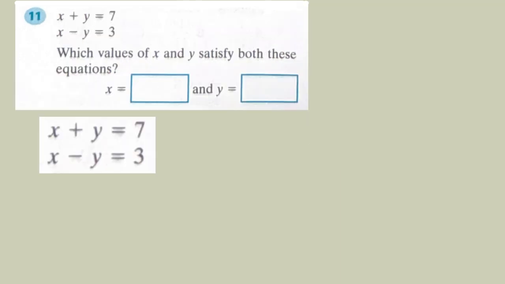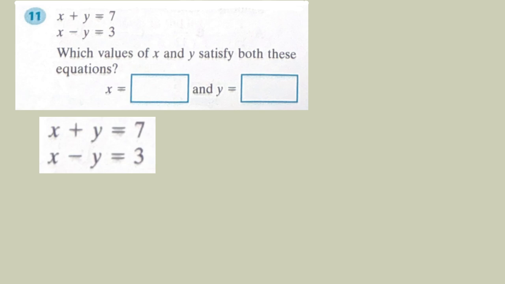So the question here is which values of x and y satisfy both these equations? And we have 2 equations. This is what we call simultaneous equations. We can solve them in a number of ways. You must first look at the 2 equations and identify any features that you think are familiar or that will give you some kind of an idea on how to proceed with this.